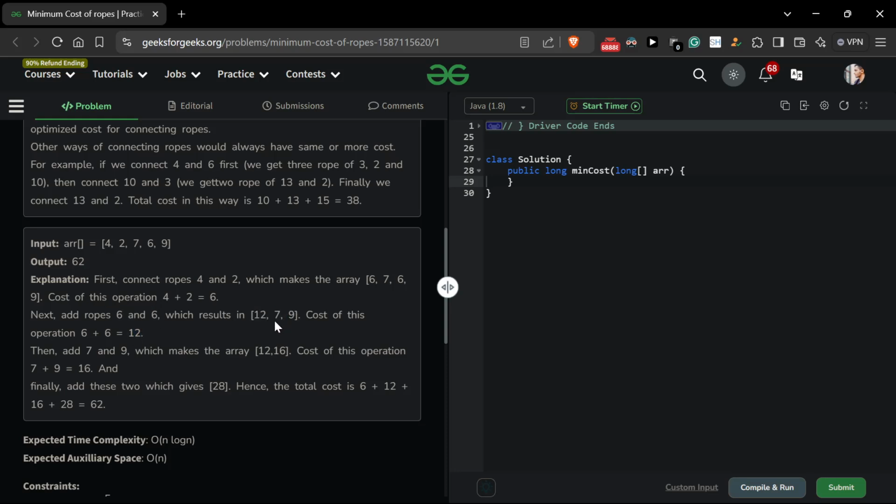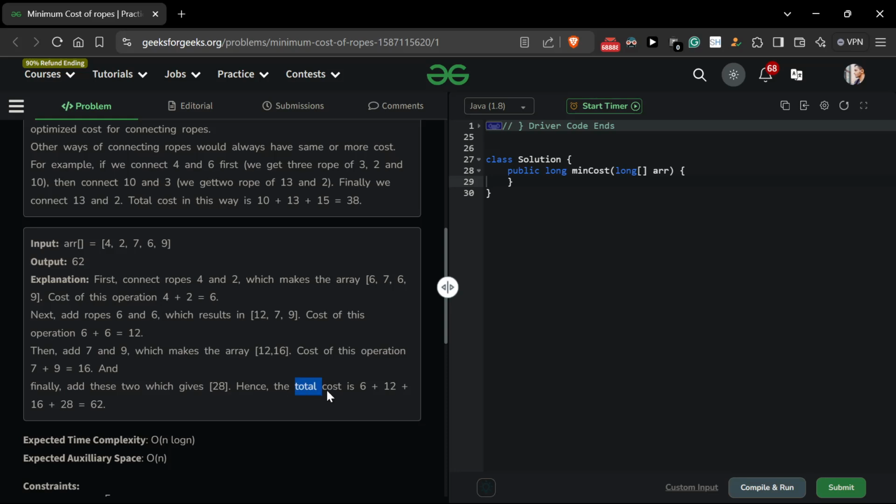So we have 3 ropes. On the next step, we connect these 2 ropes. Our cost to connect these 2 ropes is 16, and after connecting this, we have 12 and 16 length ropes remaining. In our final step, we connect these 2 ropes. The total cost is 12 plus 16, which is 28. At the end we have one single rope whose length is 28.